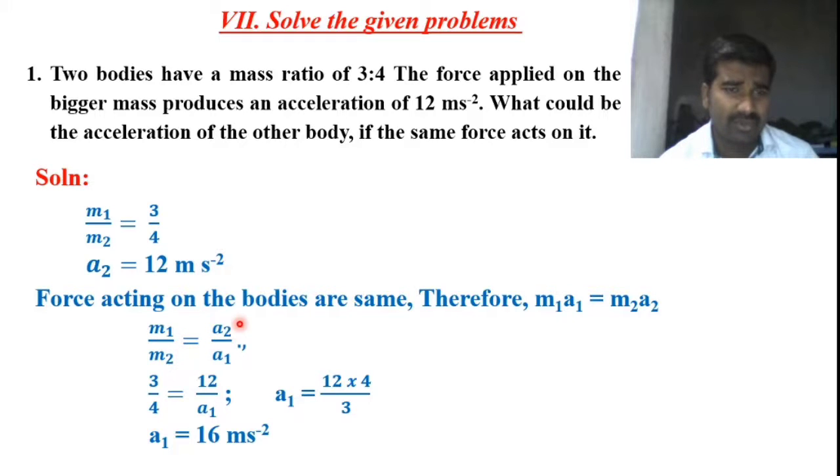Taking these values of m1 by m2 and a2, the equation can be rewritten: 3/4 is equal to 12 divided by a1. So now we want to find a1, which is equal to 12 into 4 divided by 3. The a1 goes to the numerator and 3 comes to the denominator. Then finally, mathematically simplifying these values, we get a1 is equal to 16 meters per second squared.